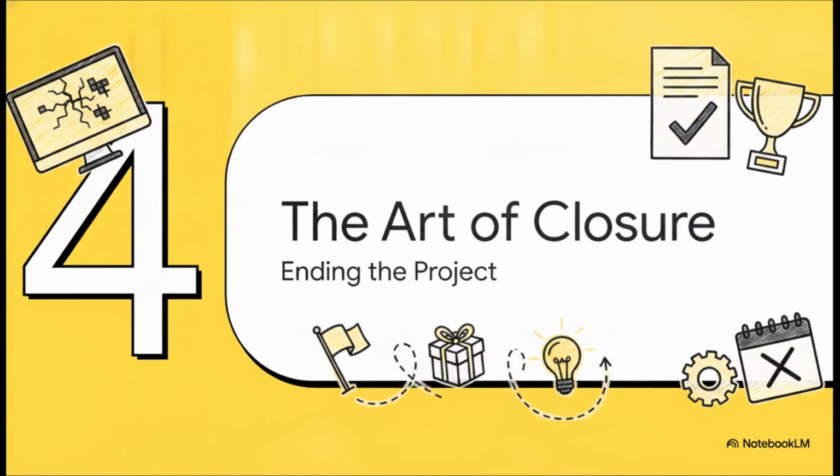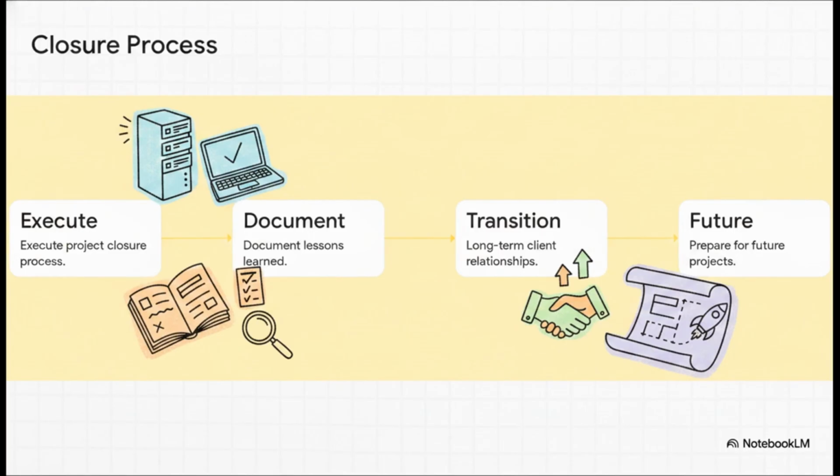Let's move to Section 4 and see how this all builds to the end. The art of closure. Eventually, every piece of software reaches the end of its lifespan, right? Maybe it's being replaced by a newer system, or maybe the underlying business model changed. This brings us to the formal project closure process, where our software hero gets a well-earned rest.